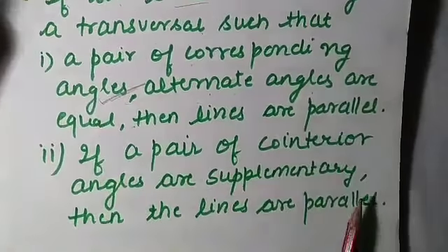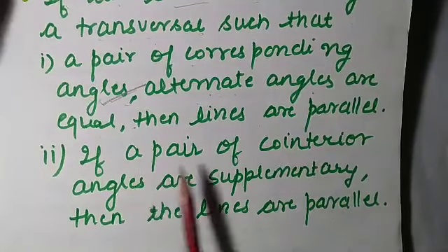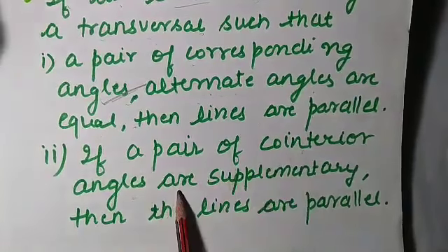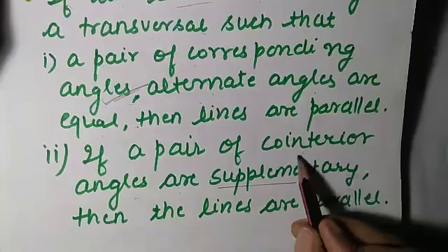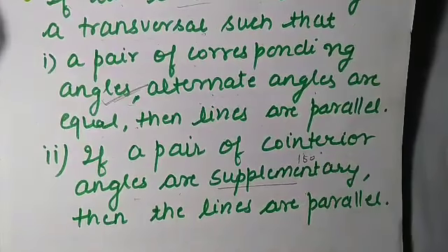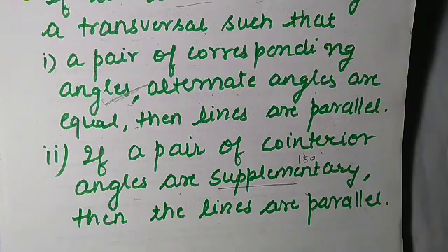And the same for the third. If the sum of co-interior angles is supplementary, meaning 180, then we can say the lines are parallel. This is just the converse of the previous property. If corresponding angles are equal, then the lines are parallel. This is the first one. Second, if alternate angles are equal, then the lines are parallel. If a pair of co-interior angles are supplementary, then the lines are parallel.